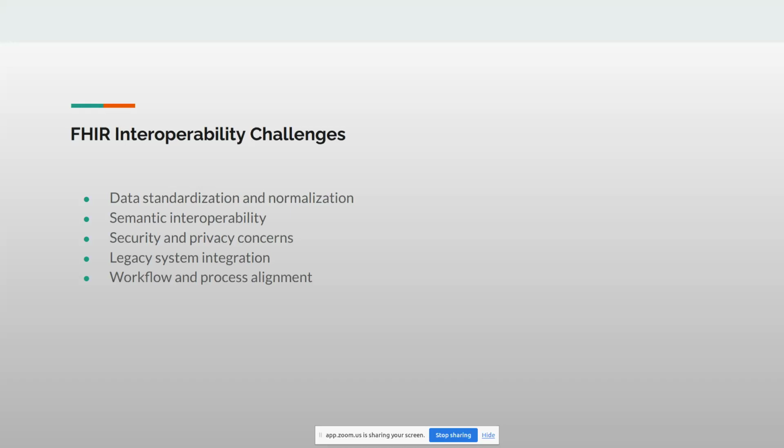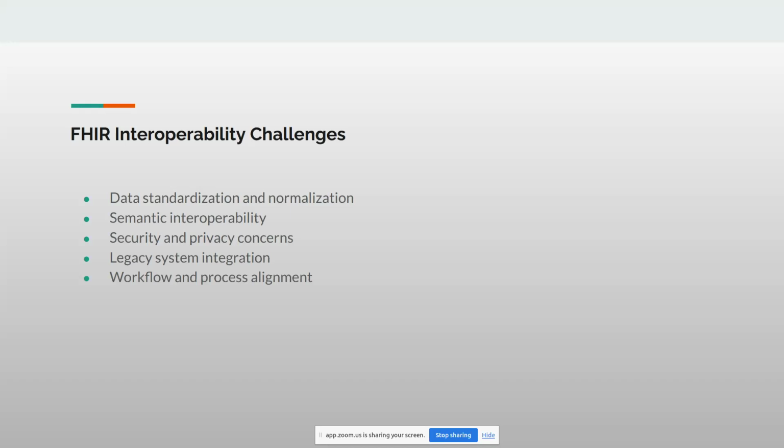Okay, then the fourth point is legacy system integration. So what does that mean? Since FHIR provides this interoperability, it can much more seamlessly communicate with the legacy systems. And this also is one of the advantages of using REST APIs for FHIR, since that is much easier to integrate and the message passing is much easier that way.